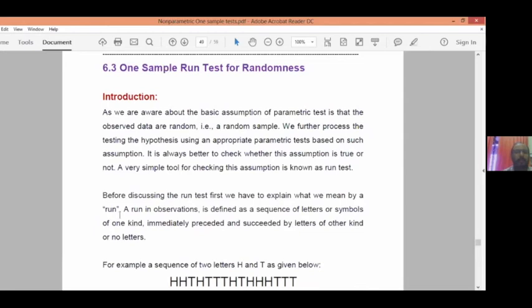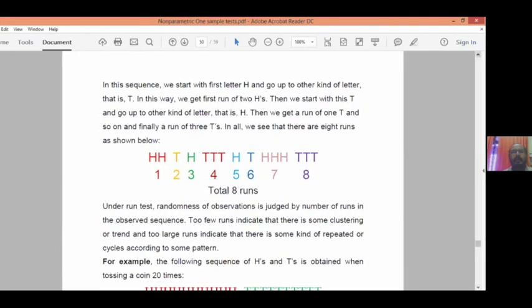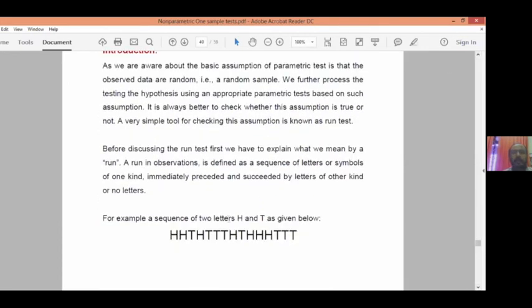Before discussing the run test, we have to explain what we mean by a run. A run in observations is defined as a sequence of letters or symbols of one kind, immediately preceded and succeeded by letters of the other kind or no letters. For example, consider a sequence of two letters, head and tail, given below: head, tail, head, tail, like that.